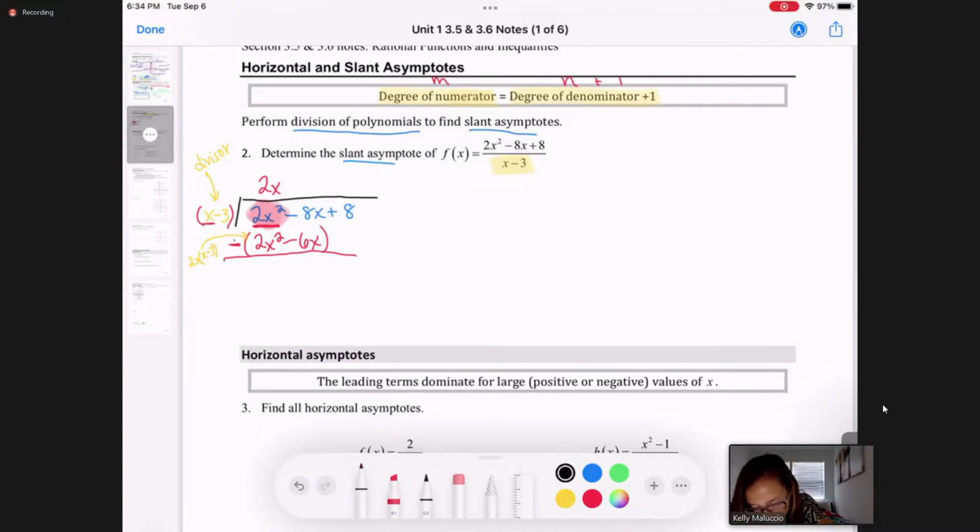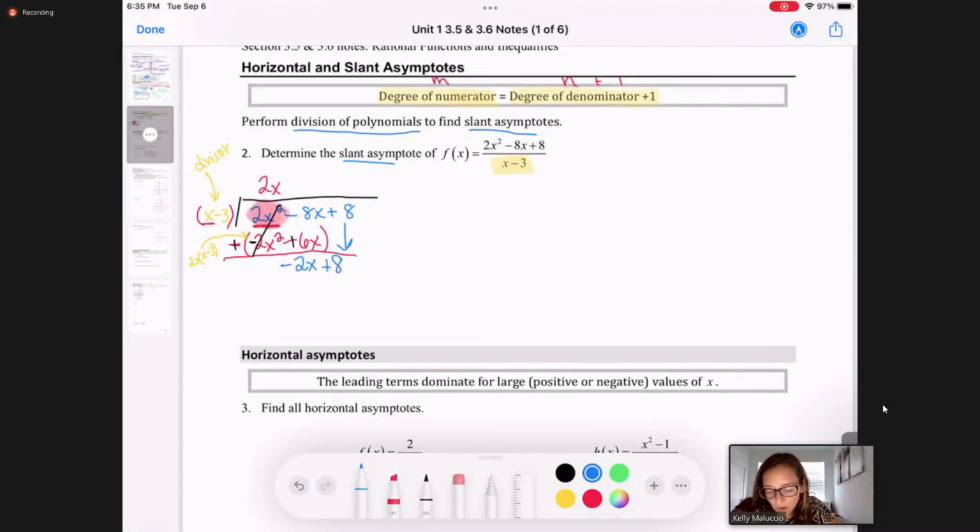You could distribute this negative, make this plus, and then we just add straight down. So these first two cancel. You should always, always, always cancel that first one. Then I get negative 8x plus 6x, so this gives me negative 2x. And then there's nothing to add with the 8, so I just bring that plus 8 down. We're going to work our way towards the end to get rid of this, right?